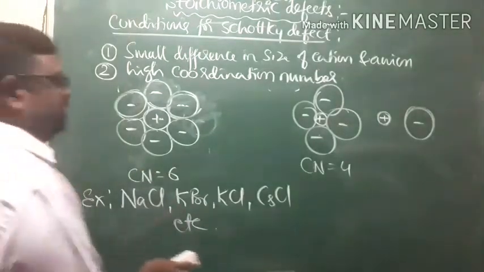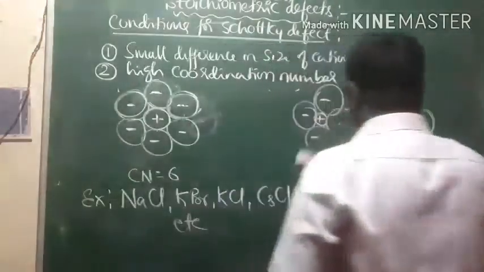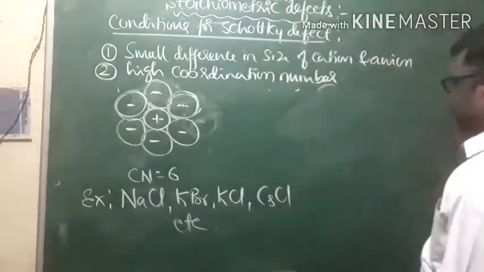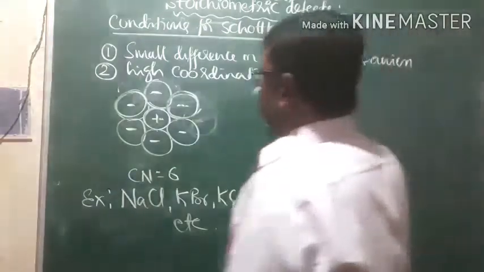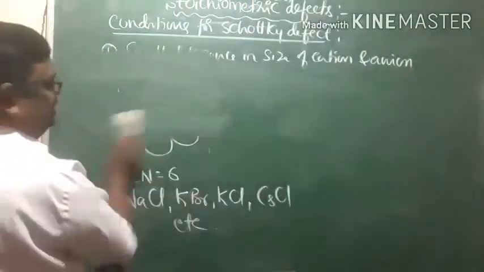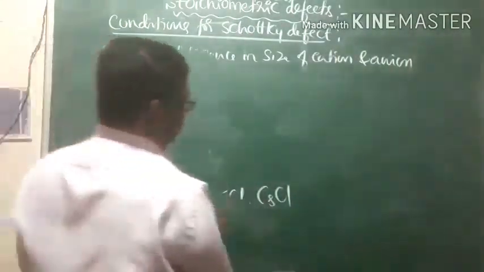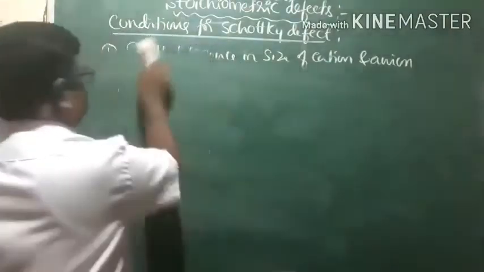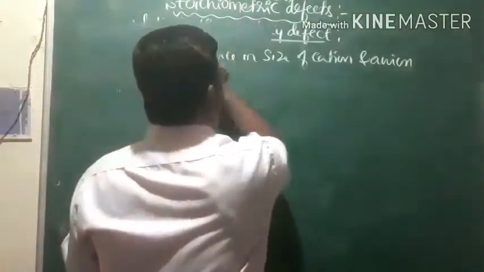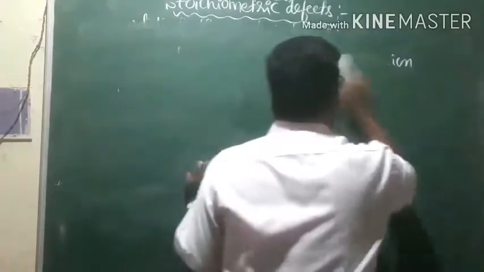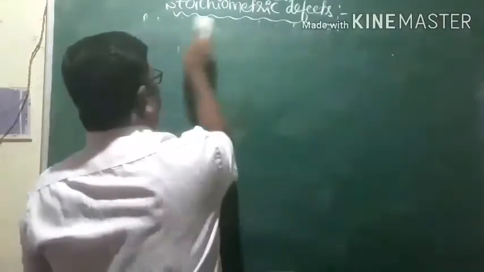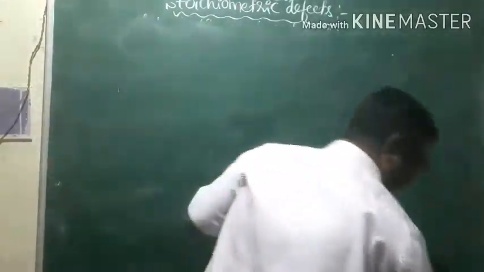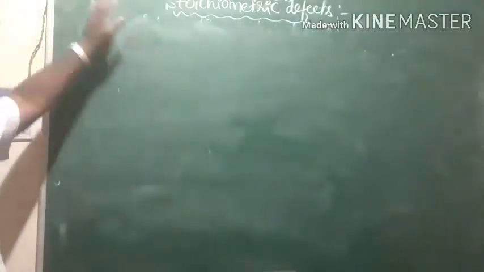I already said, one of the consequences of the Schottky effect is that it results in decreasing density of the solid. These are the small things that you need to remember and understand properly, so that you can answer the questions easily in the exams. So this is what we call the Schottky effect.